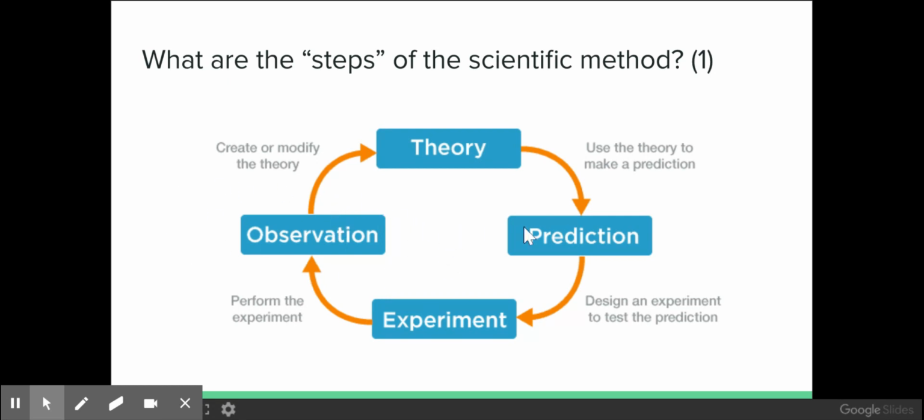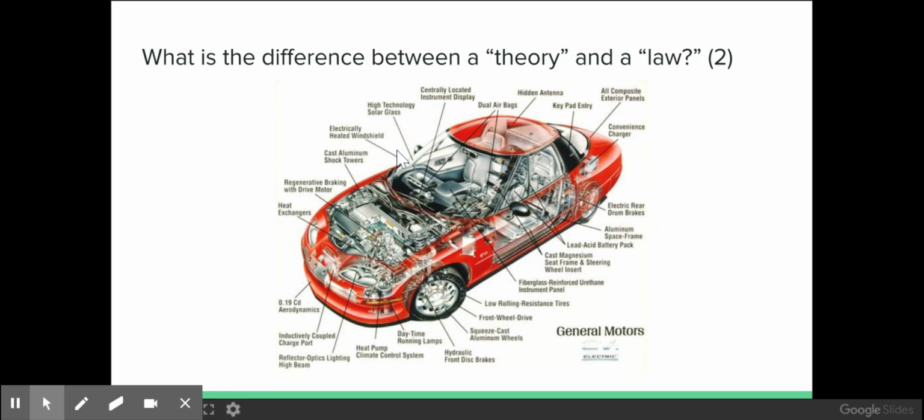And from those observations, we can then make a hypothesis or a prediction. We test it. And then if it stands at the end of the experiment, it can become a theory or a law. And that's a big distinction. A theory and a law are different in one aspect.